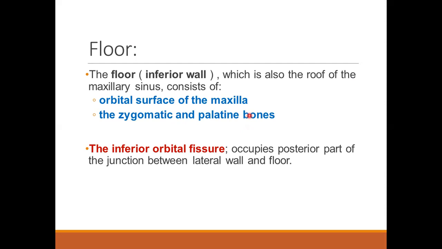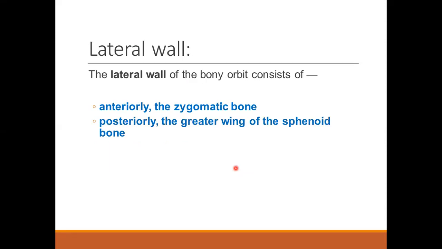The floor is basically the inferior wall. It consists of the orbital surface of the maxilla and the zygomatic and palatine bones. The inferior orbital fissure occupies the posterior part of the junction between the lateral wall and the floor. The lateral wall of the bony orbit consists of the zygomatic bone anteriorly and posteriorly the greater wing of the sphenoid bone.